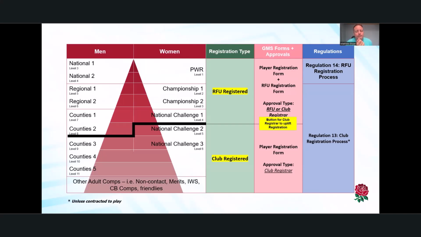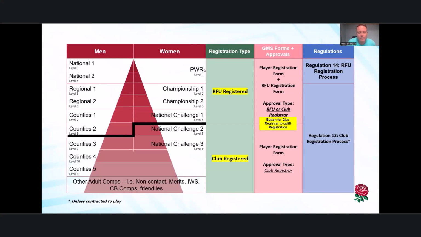For those players and for those clubs then wanting players to be eligible to play above that black staggered line, in effect, that would be in the women's game from National Challenge 1, Level 4 and above, and for men's Counties 2 Level 8 and above, the registrar will complete some additional steps, which Ollie will take you through shortly, that will essentially convert that club registration into an RFU registration type and will make those players eligible to be playing at those levels.